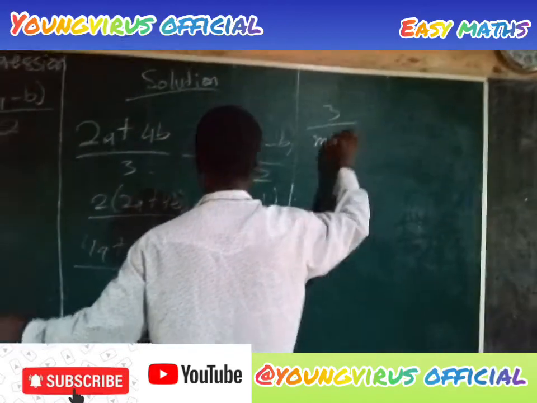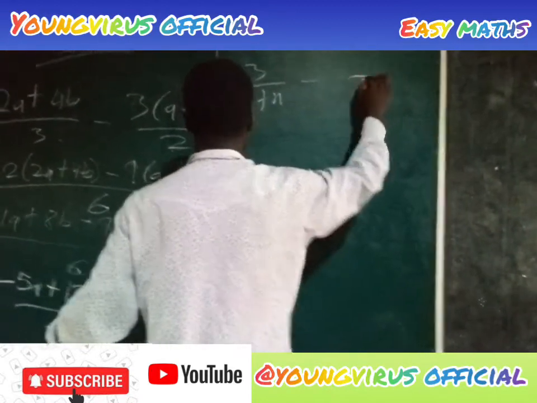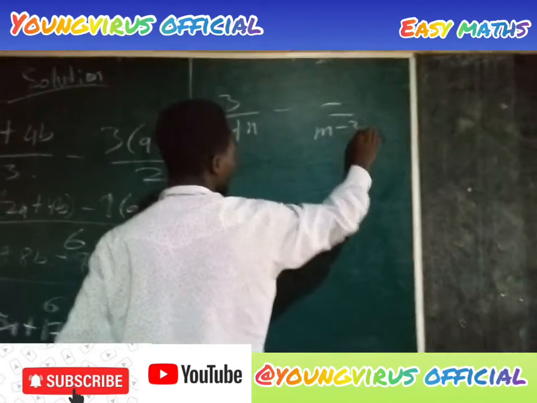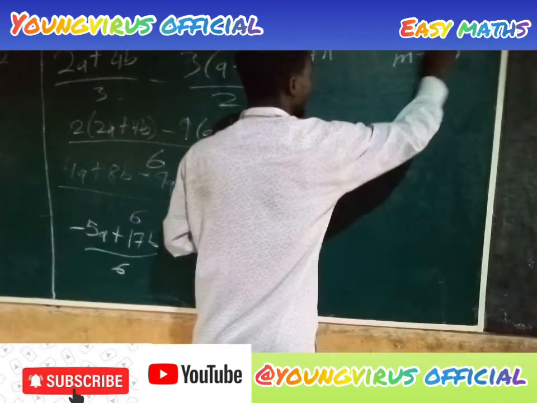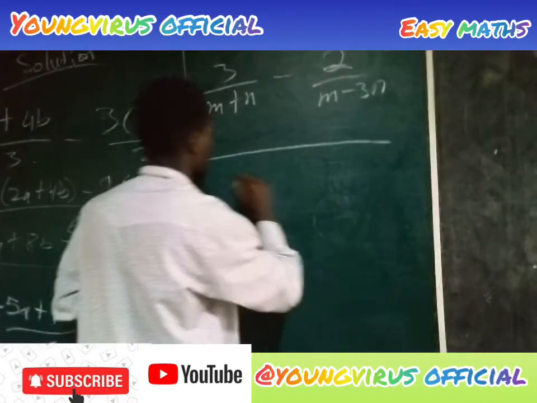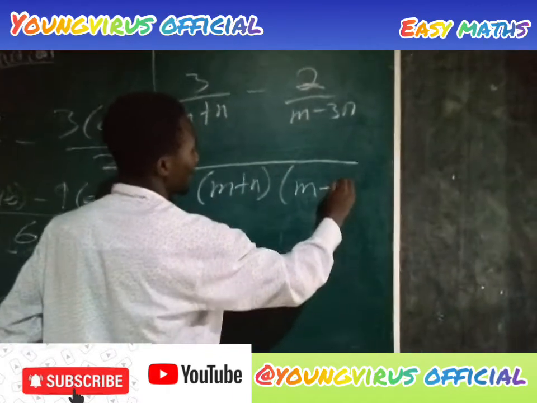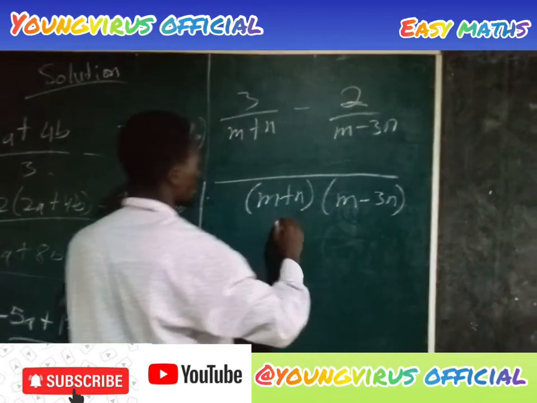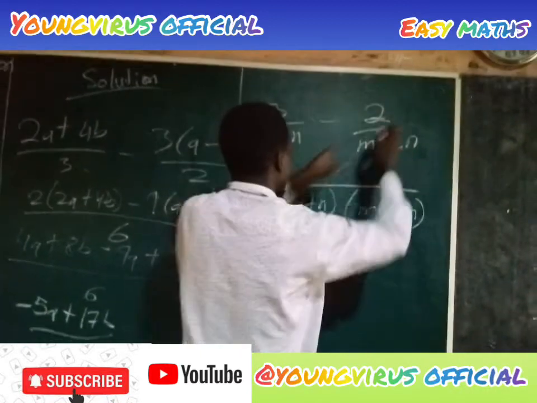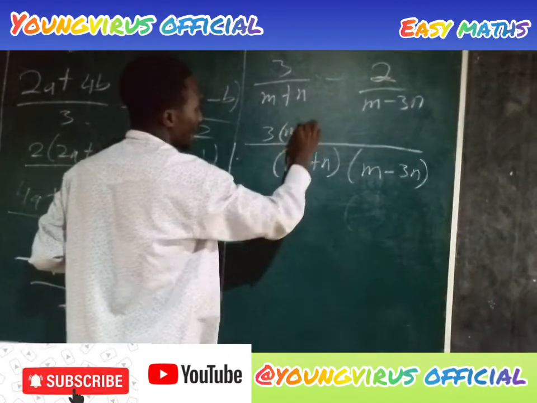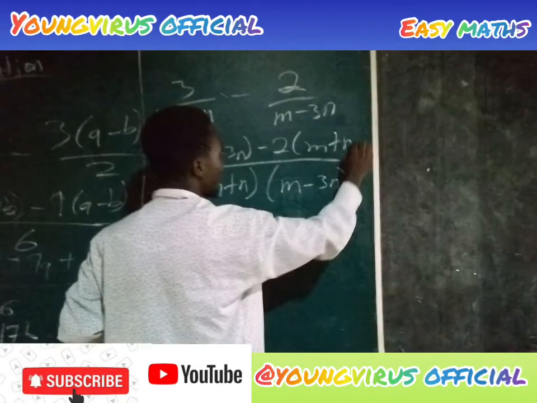3 over m plus n, minus 2 over m minus 3n. So what you have to do here is multiply the two: m plus n, m minus 3n. You bring this side, more like a cross multiplication. So this side multiplies this side, and also multiplies that. So we get 3 times m minus 3n, minus 2 times m plus n.